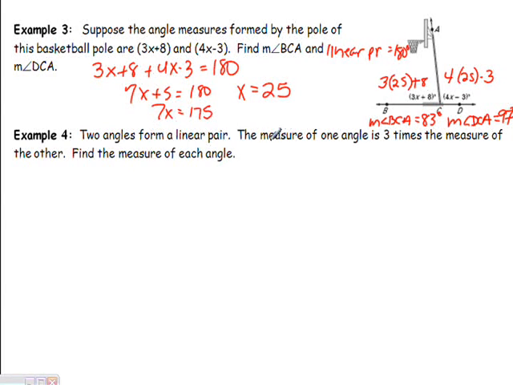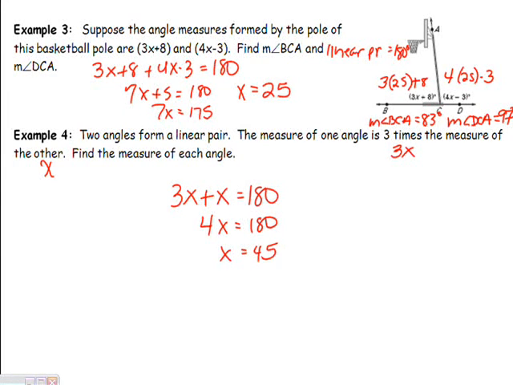All right, two angles form a linear pair. The measure of one angle is 3 times the measure of the other. So we don't know anything about the measure of the other. We're going to make that x, which means that that angle is going to be 3x, and we need to find the measure of each angle. So 3x plus x, if they're a linear pair, they equal 180 degrees. 4x equals 180, which means that x equals 45 degrees, and 3x equals 135 degrees.